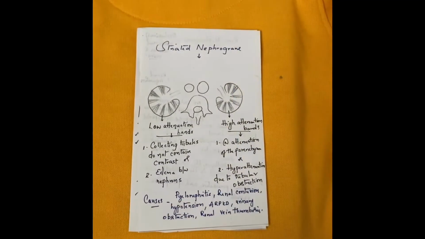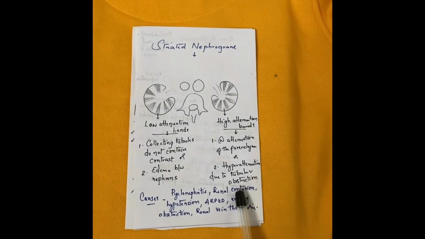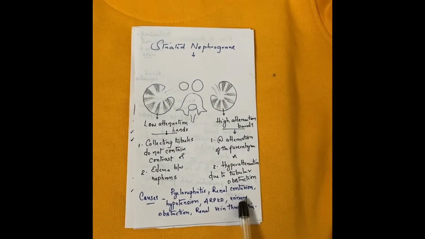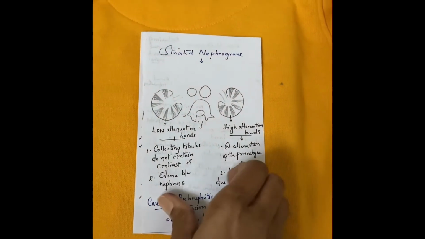So what are the causes of striated nephrogram? Most important cause is pyelonephritis. Other causes are renal contusion, hypotension, autosomal recessive polycystic kidney, urinary obstruction, renal vein thrombosis. These are the causes of striated nephrogram.